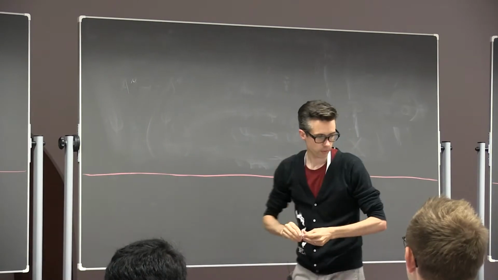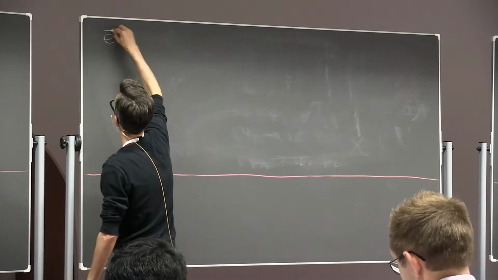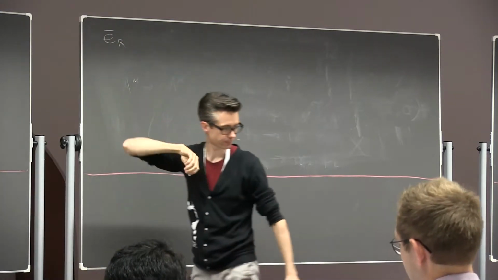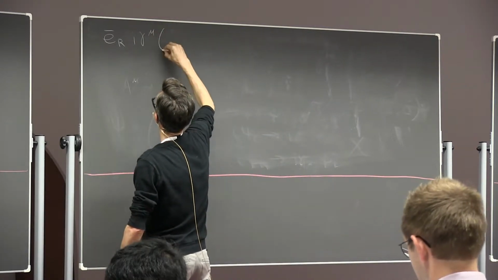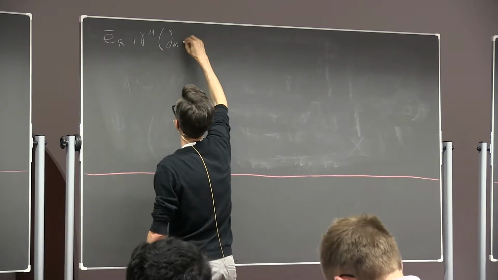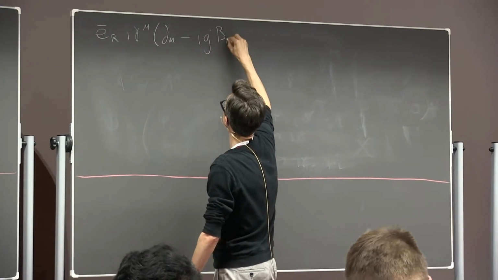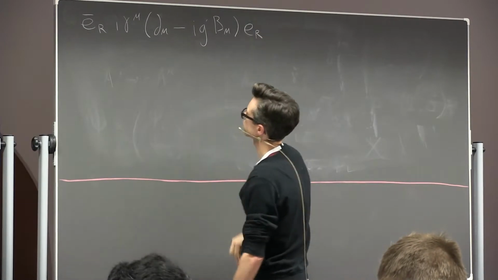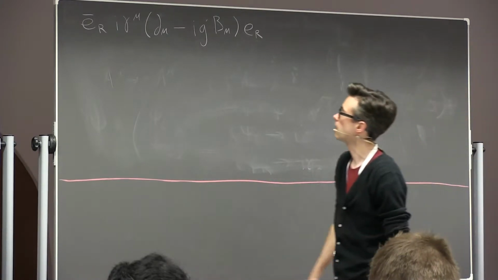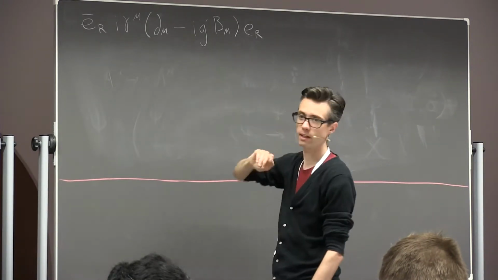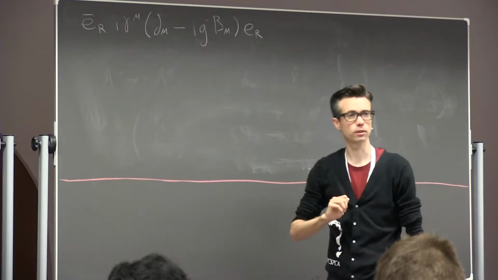So let me give a couple of examples. My first example is the simplest gauge representation we have in the standard model, which is the right-handed electron. And the Lagrangian term I'll have here is simply this. So I've got my usual derivative term, and then I have the covariant derivative, but because my right-handed electron is only charged under hypercharge, it's not charged under SU2 or SU3, I just have the hypercharge gauge field.